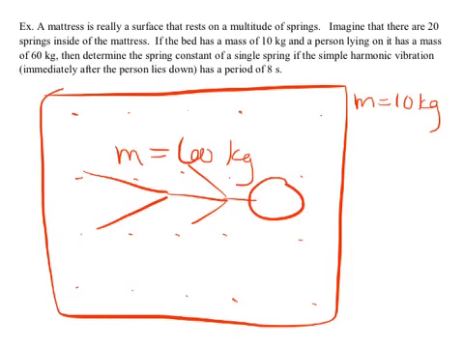So we're told that the period is 8 seconds. Okay? And we want to find K of one spring. We want to find K of one spring.